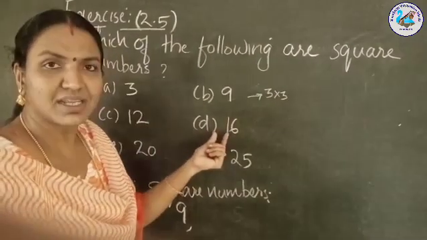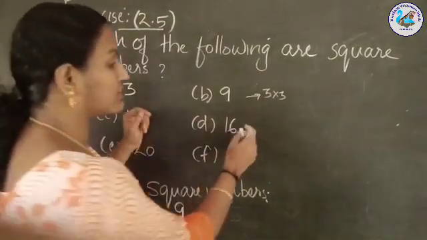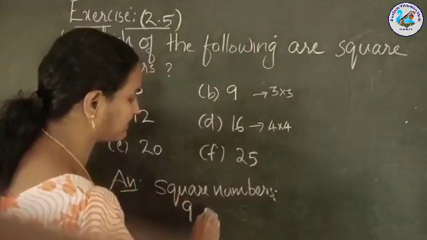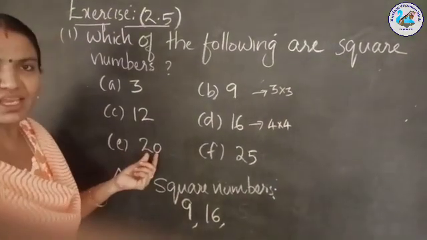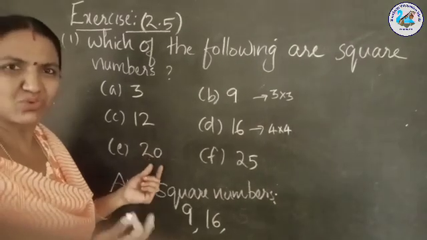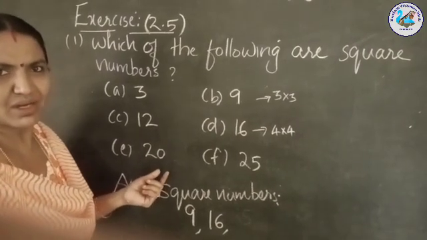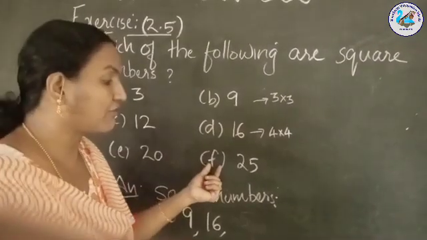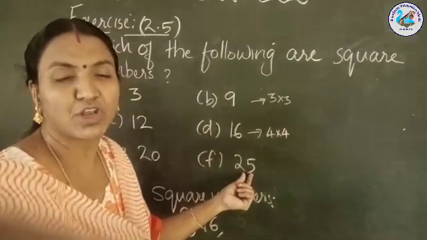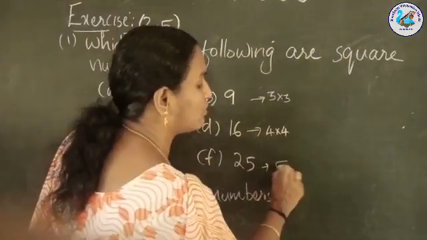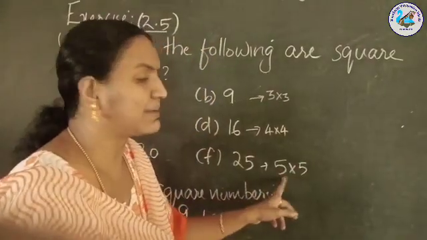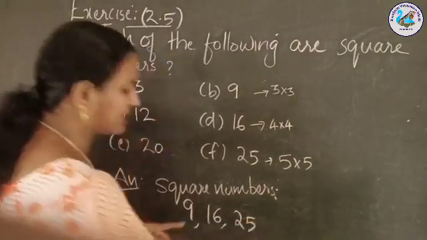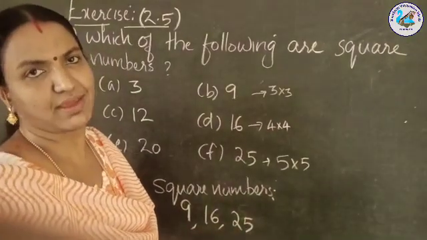Here 16 can be written as 4 into 4, a number multiplied by itself. So 16 is also a square number. Then 20. No. Why? 20 means 2 into 10 or 20 into 1, but 20 is not a square number. Option F, 25. Yes, 5 into 5, a number multiplied by itself. 5 square is 25. So the square numbers are 9, 16 and 25.